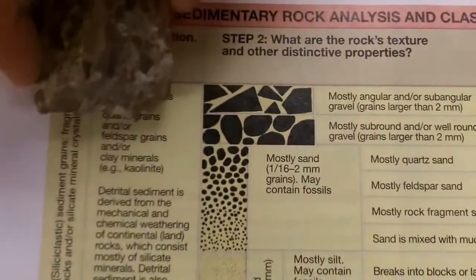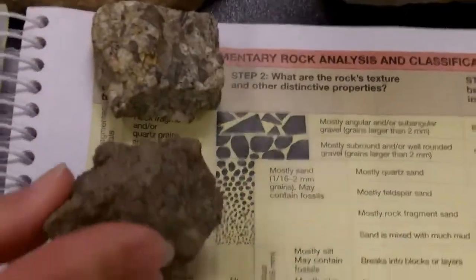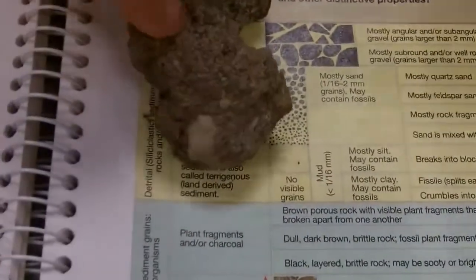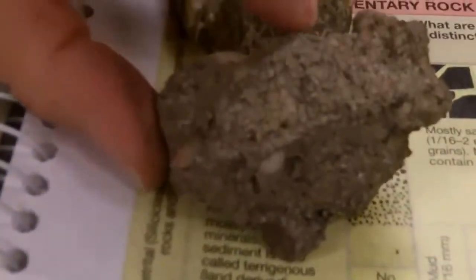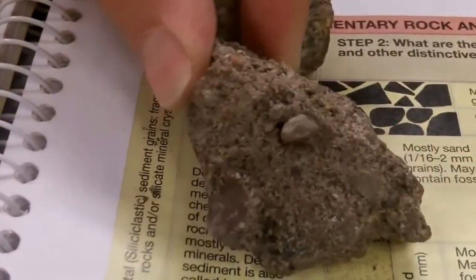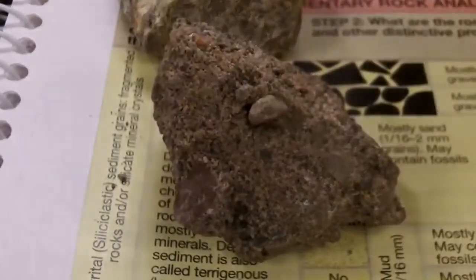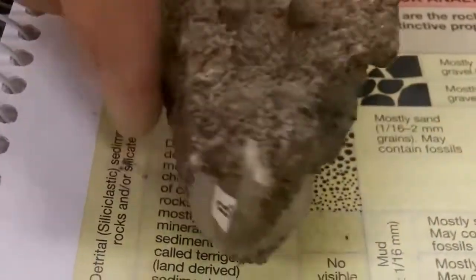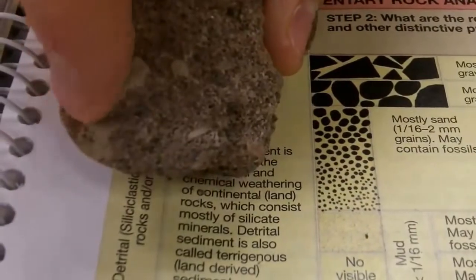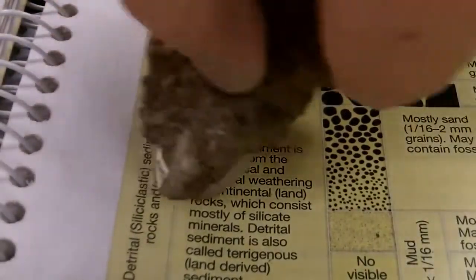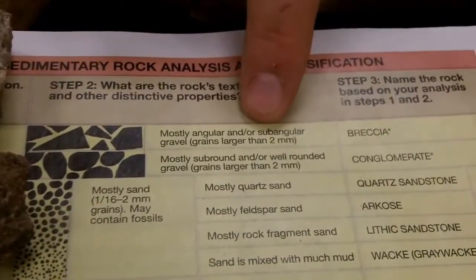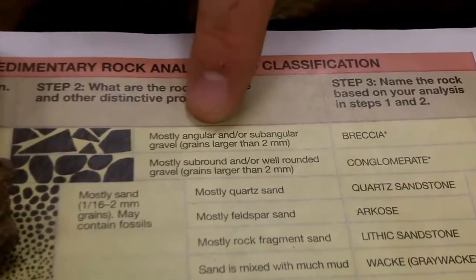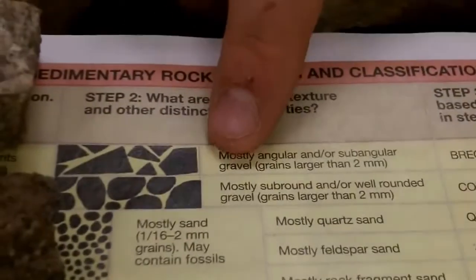All right. And why don't we get another example? If we take a look at that one, we can see that it's very poorly sorted, so there's a lot of different size sediment in there. And the grains themselves, you can see that they're rounded. All right, over there, there's another one. Over here, it's definitely rounded.